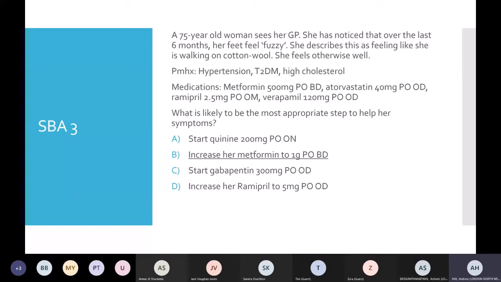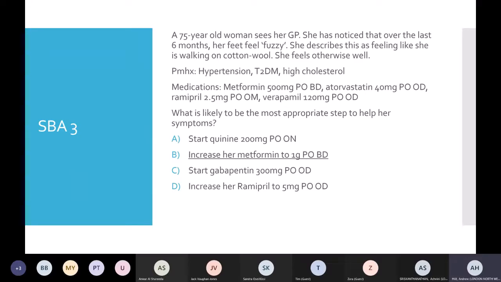It is B, to increase her metformin to the maximum dose of 1 gram twice a day. Now, I would say this question is a classic description of peripheral neuropathy, in the sensory sense at least. The fuzzy description or walking on cotton wool are really classic descriptions for the loss of sensation seen in peripheral neuropathy. And in this case, the presentation is typical of diabetic neuropathy.